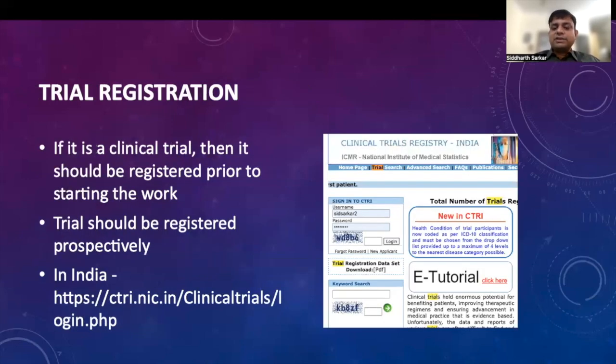Now, trial registration is also an important aspect. If it is a clinical trial, then it should be registered prior to starting the work. A trial should be registered prospectively, that is, prior to the commencement of data collection. In India, you can go to the CTRI website and register your trials. It's not too difficult. They mention your trial in their registry so that others can track it. The reason trials are registered is so that people do not replicate the same things and waste resources, because trials can be expensive.